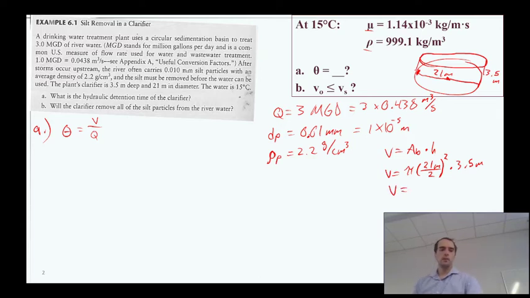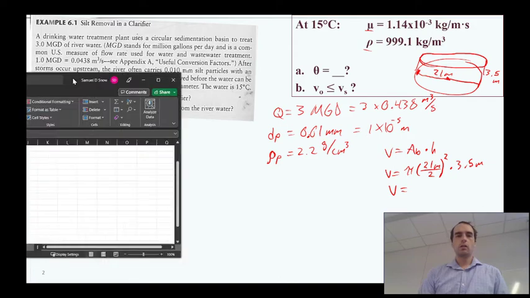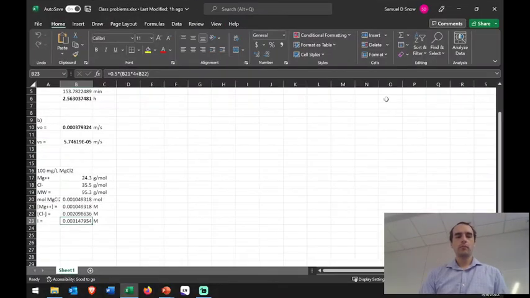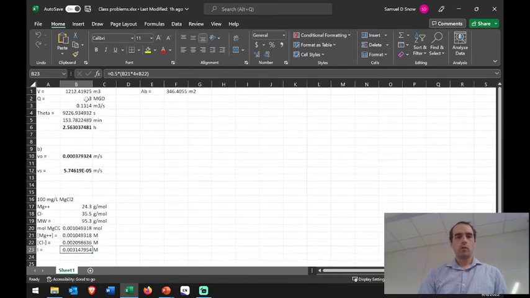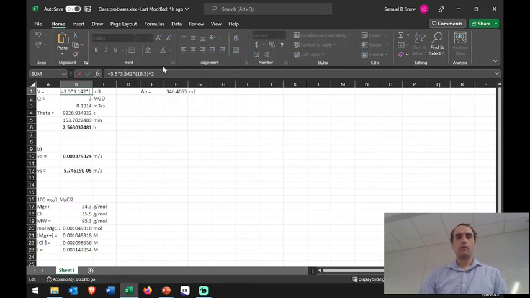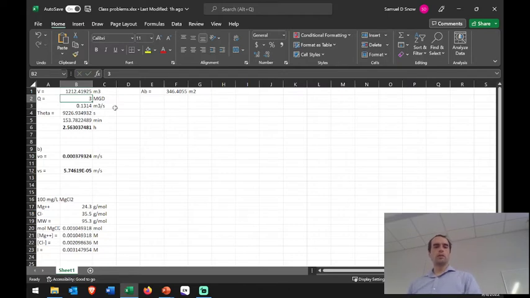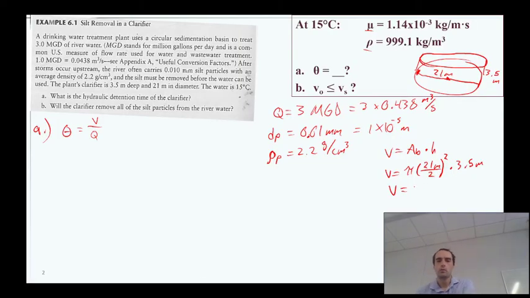When we solve that, and I've done so in Excel already, we can say that 3.5 times pi, 3.14, times 10.5, which is half of the diameter, right? That should be our radius. 10.5 times 2 is 21. So that's our radius squared. That should then be equal to 1,212 cubic meters. Okay, so that's the first task.